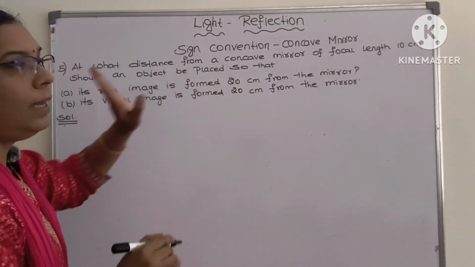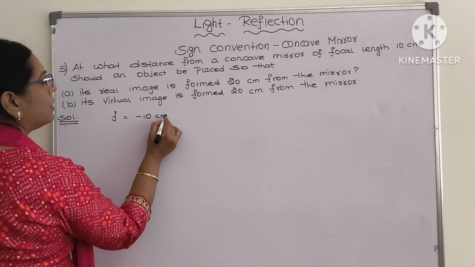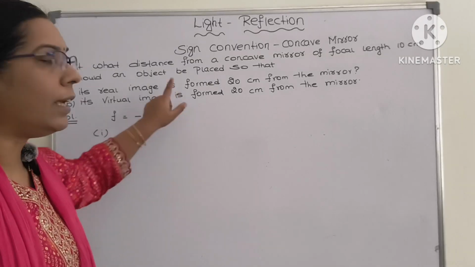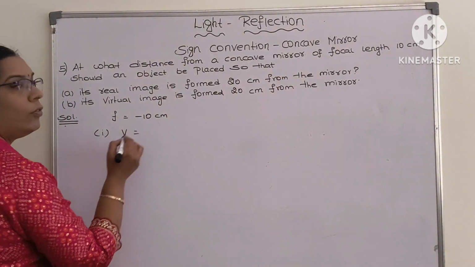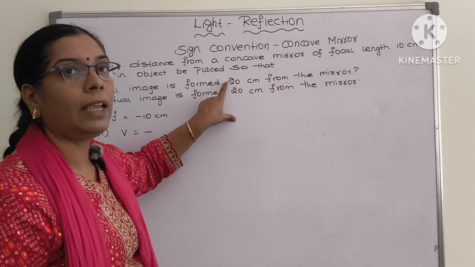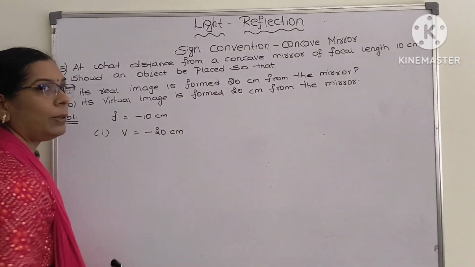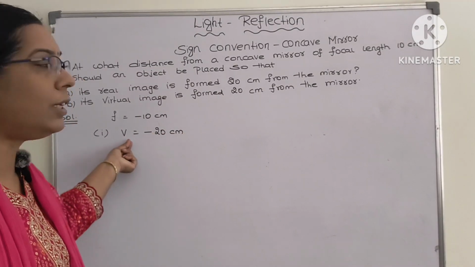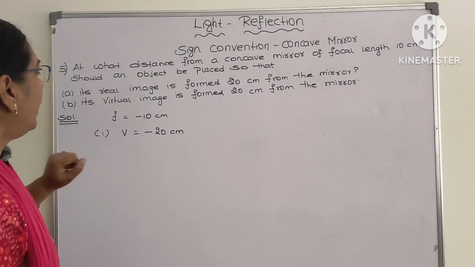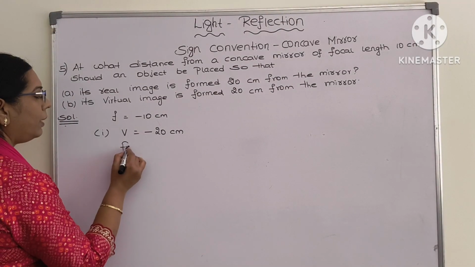What is given? Focal length is given. So f is equal to minus 10 centimeters. Now let us solve for the first one. For the first one, the image is real. So if the image is real, what should be the sign of v? The sign of v should be negative, and also they are saying it is 20 centimeters from the mirror. So v is minus 20 centimeters. When can you take this v as minus 20 centimeters? Only when you have to solve the first one, not the second one. And then we have f, we have v. Use the mirror formula.